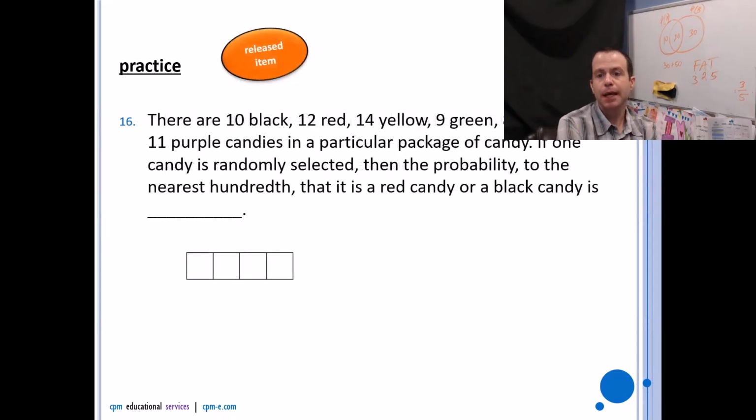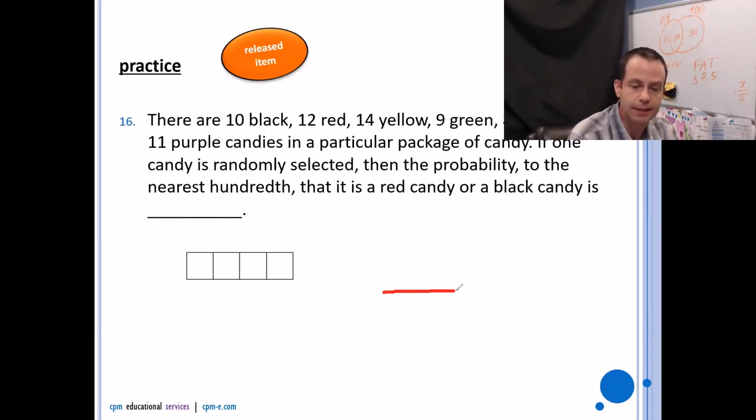All right, there are 10 black, 12 red, 14 yellow, 9 green, 8 orange, and 11 purple candies in a particular package of candy. Sounds like you're going to taste the rainbow to me. If one candy is randomly selected, then the probability to the nearest hundredth that it is a red candy or a black candy. Okay, so remember that probability is favorable over total, okay? So I'm gonna start my fraction here, and let's figure out the total first. We're just gonna add all those numbers together. I've got 10 plus 12 plus 14 plus 9 plus 8 plus 11. I've got 64 candies altogether, so 64 goes on the bottom.